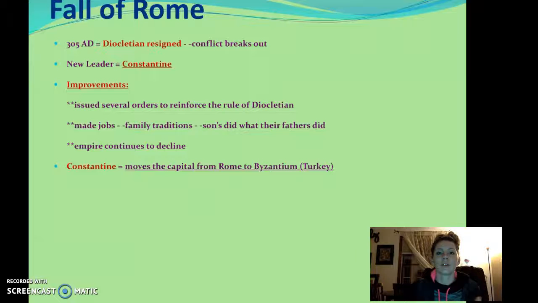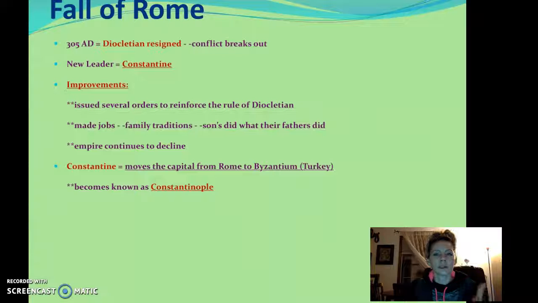Why don't we move the capital to a new area? Make it farther away. That makes it hard for these invaders to take over the capital. If you get the capital, you get the country. So he's going to move it. He moves the capital from Rome to an area called the Byzantine and calls the capital Constantinople.